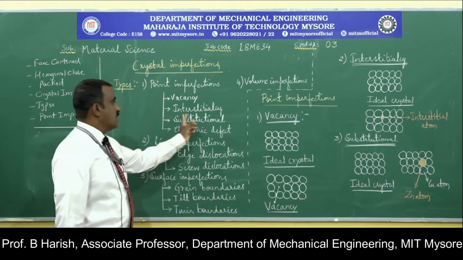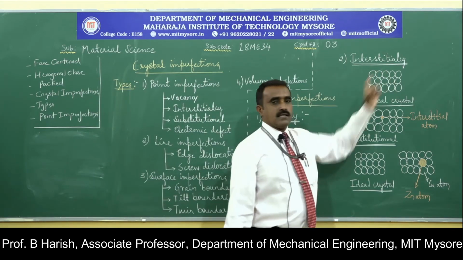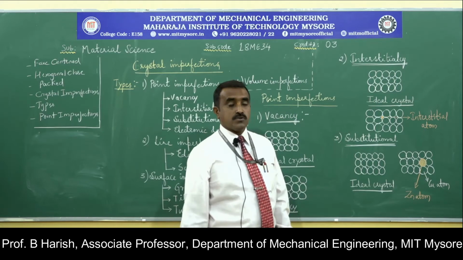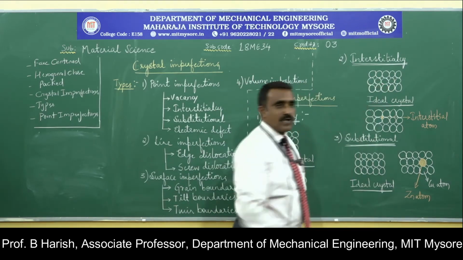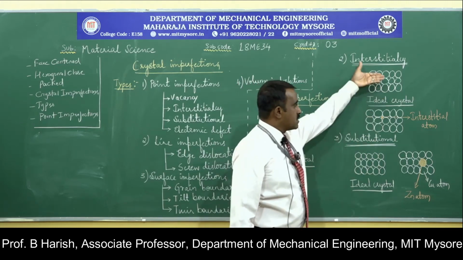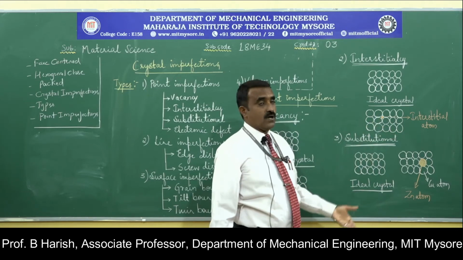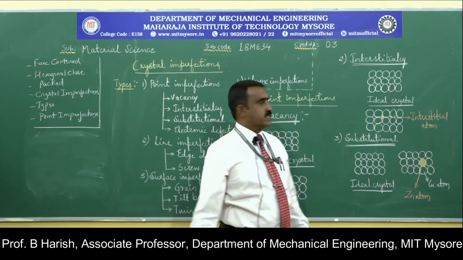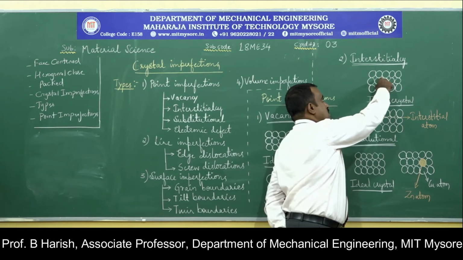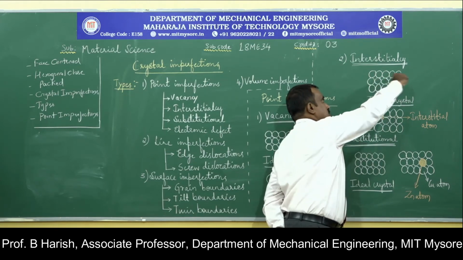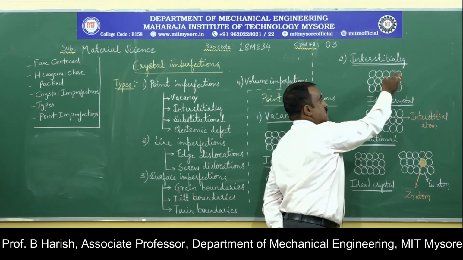Then the second one is interstitialcy. This is the interstitialcy type of point imperfection. So what is interstitialcy? If you look at this crystal structure, once again 2 figures are seen. One is the ideal crystal, and the second one is where the interstitial defect, or imperfection, is seen. In the ideal crystal, this is the space between the atoms, and you can see how the atoms are arranged. This space is here, this space is here.